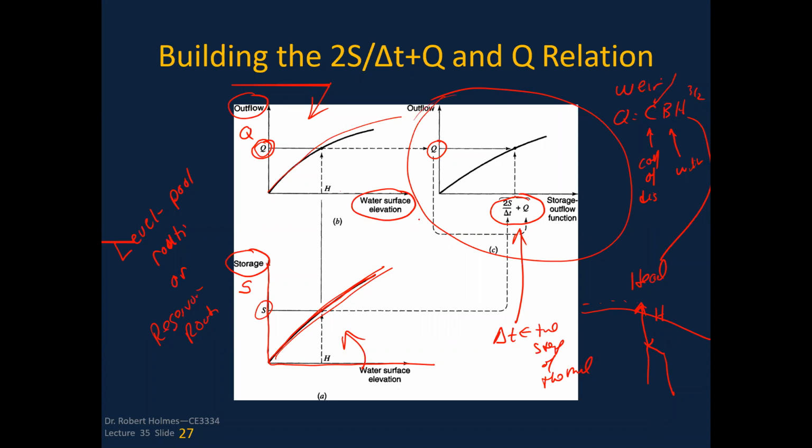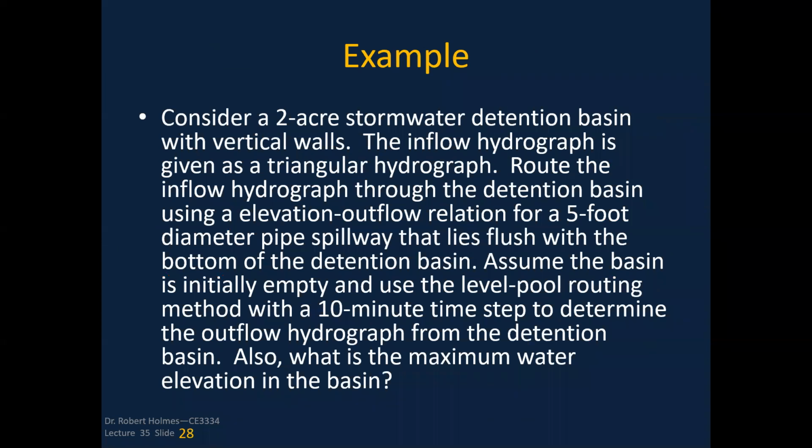And that's what we're going to work through in the example problem. So let's talk about our example problem. We've got a 2-acre stormwater detention basin with vertical sidewalls. The inflow hydrograph is given as a triangular hydrograph. We can think of that as something that comes from maybe a simple NRCS triangular synthetic unit hydrograph method. Maybe it only had 1 increment of rain or something very simple.